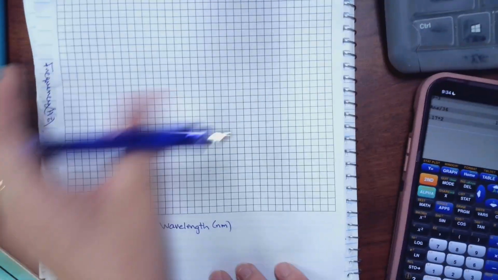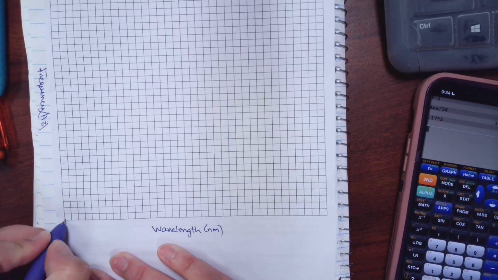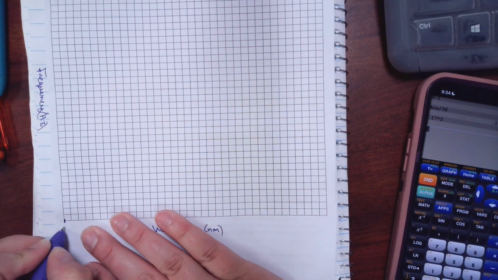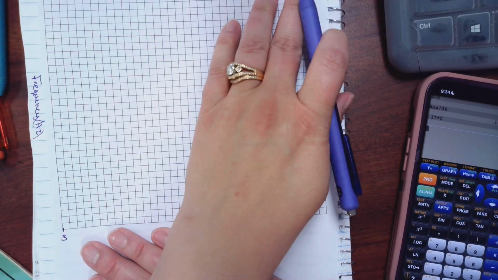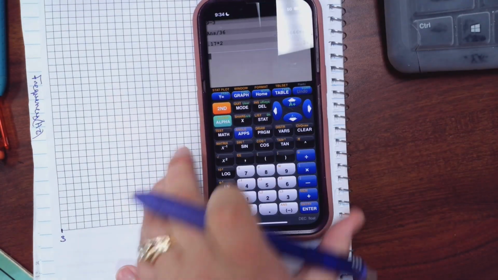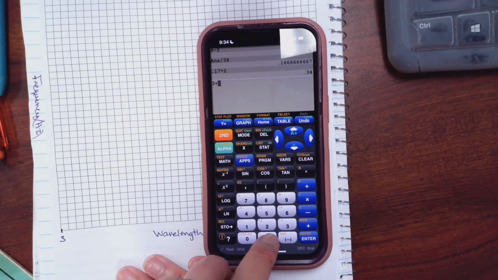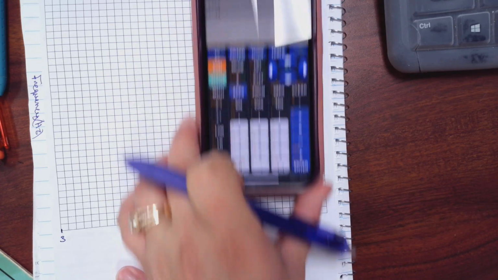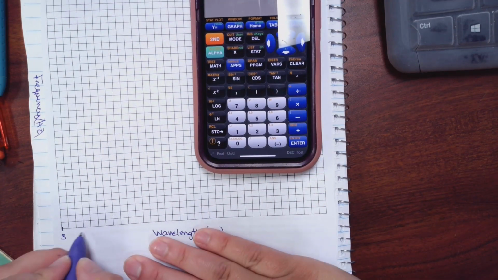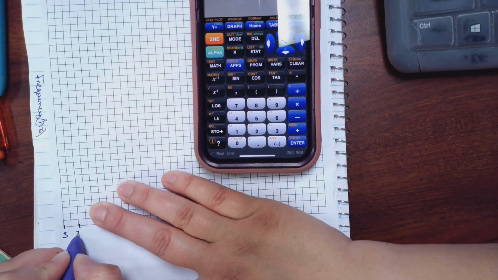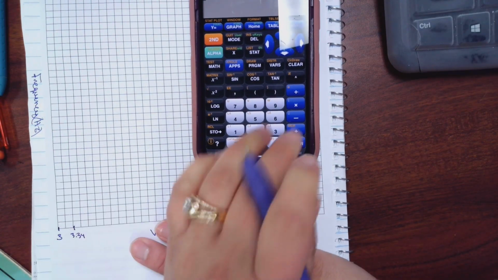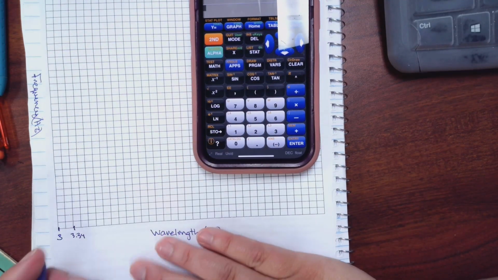So I'm going to start my wavelength at my lowest value. So instead of this being 0, 0, this is going to be 3 because that's my lowest wavelength value. Then I'm going to start with 3, and add 0.34 each time. So every other box, this is 3.34 plus 0.34.